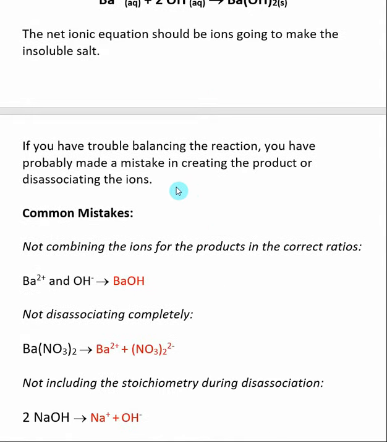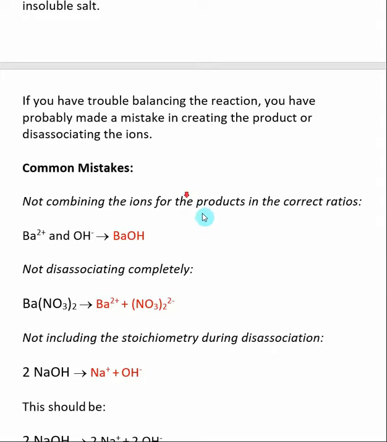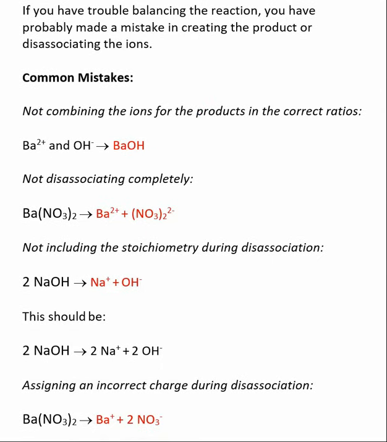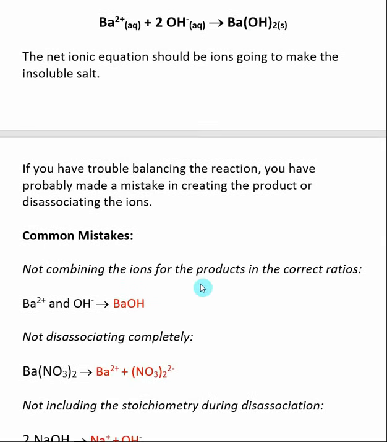Once again, if you have any trouble during this process, you've probably made a mistake in creating the product or dissociating ions. Some of the major mistakes I've seen are not combining the ions for the product in correct ratios. So say if I had barium 2 plus and OH minus and I want to combine them together to make our product, and I combine them in a 1:1 mole ratio, this is incorrect because barium is 2 plus, hydroxide is 1 minus. This would not be the correct way of combining them. The correct way of combining them should be barium and 2 hydroxides.